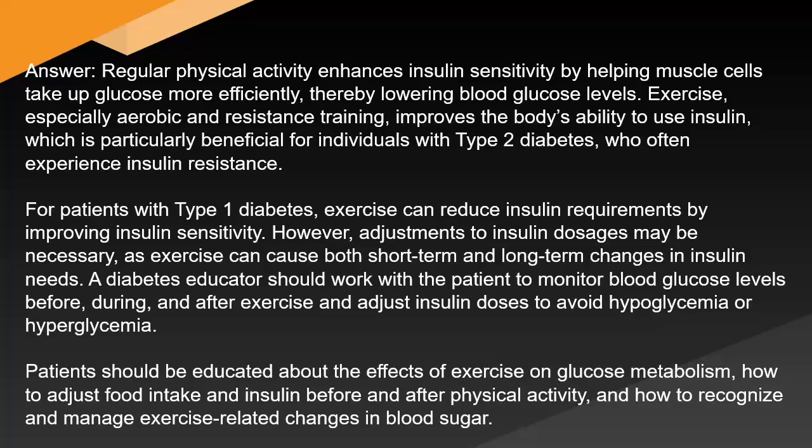For patients with type 1 diabetes, exercise can reduce insulin requirements by improving insulin sensitivity. However, adjustments to insulin dosages may be necessary, as exercise can cause both short-term and long-term changes in insulin needs. A diabetes educator should work with the patient to monitor blood glucose levels before, during, and after exercise and adjust insulin doses to avoid hypoglycemia or hyperglycemia. Patients should be educated about the effects of exercise on glucose metabolism, how to adjust food intake and insulin before and after physical activity, and how to recognize and manage exercise-related changes in blood sugar.